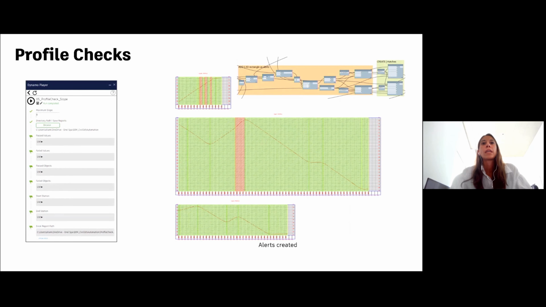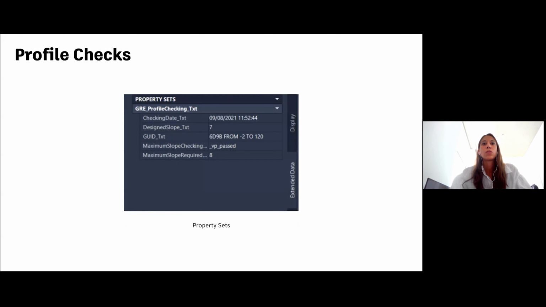Hereafter, we can see the property set and the values that we attributed to each alert as before. So we define, in a similar way to the first code, the check-in date and the design slope, so again the slope that is designed by the project team. The issue identifier, again, is composed of the object handle and the start and end station. And then the last properties are the layer that identifies if the object passed or failed the check, and then the maximum slope required as in our standards.